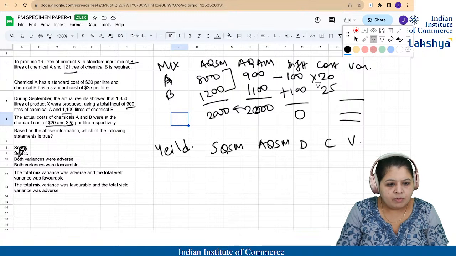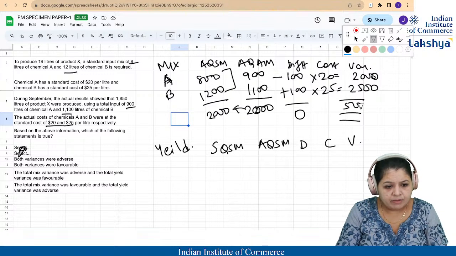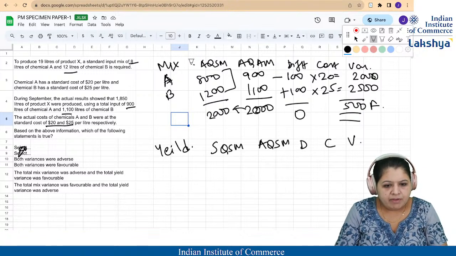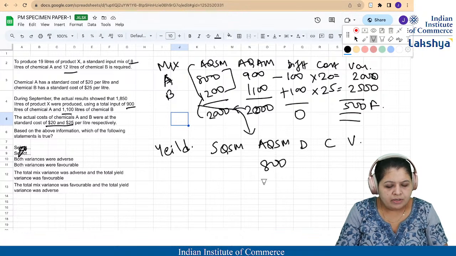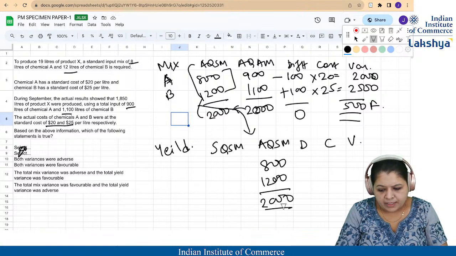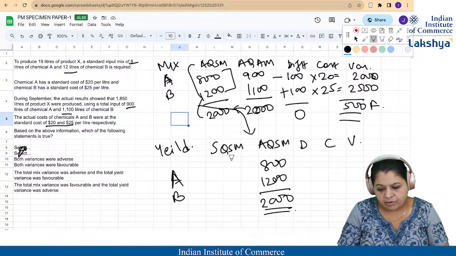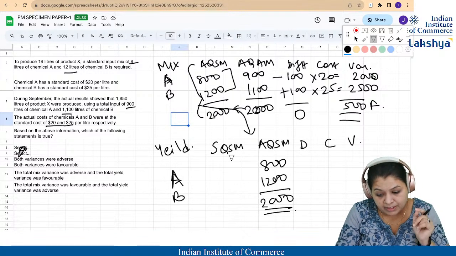20 and 25, you multiply this, you get your values: 2000, 2500. So it is a 500 favorable, right? This same value you need to put up here, which is 800 and 1200 coming to 2000. Now you need to find out your standard quantity into standard margin, right? Now your standard quantity into standard margin is something a little tricky.